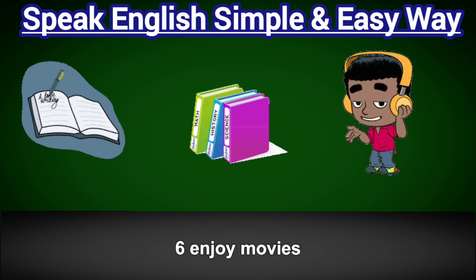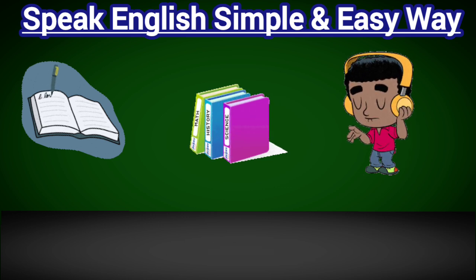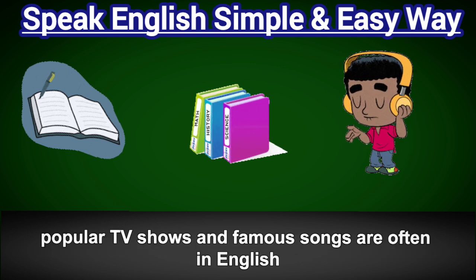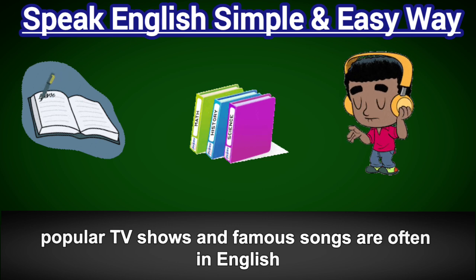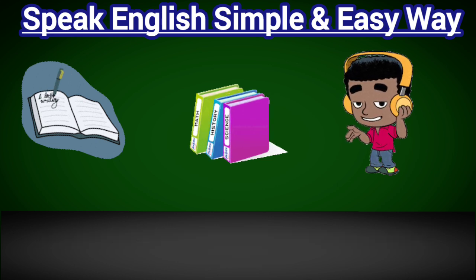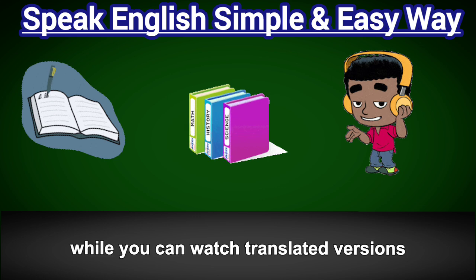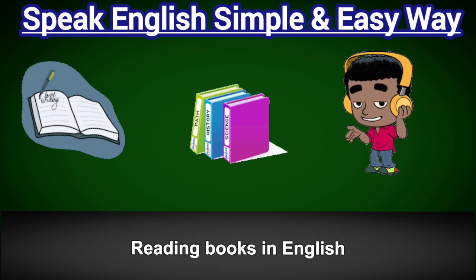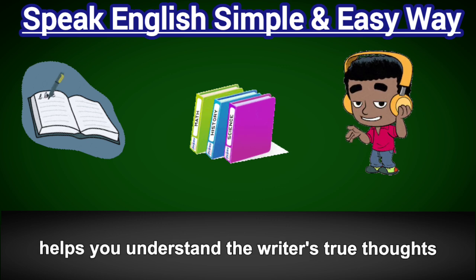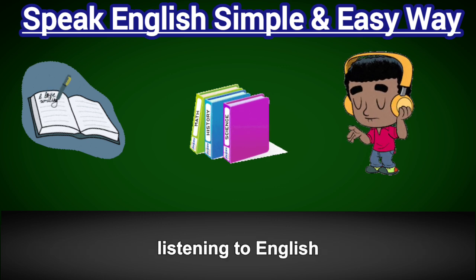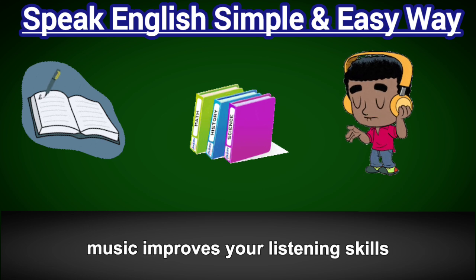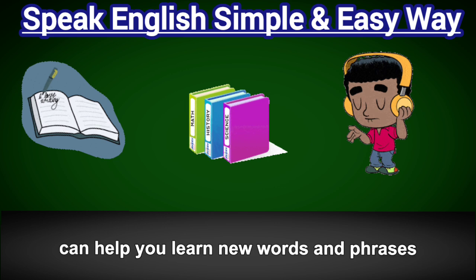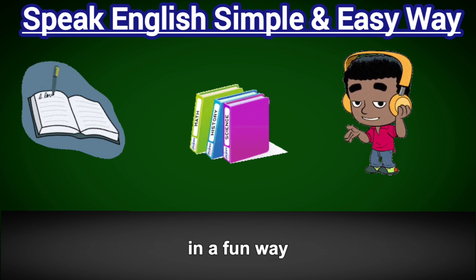6. Enjoy movies, music, and books. English is the language of global entertainment. Hollywood movies, popular TV shows, and famous songs are often in English. While you can watch translated versions, the original ones have more meaning and emotion. Reading books in English helps you understand the writer's true thoughts. Listening to English music improves your listening skills. Watching shows with subtitles can help you learn new words and phrases in a fun way.